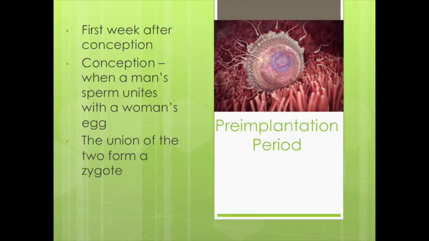The first step in prenatal development is the pre-implantation period. The pre-implantation period takes place during the first week after conception. During conception, the woman's ovum is united with a man's sperm. The result is a zygote. A zygote is a fertilized egg.